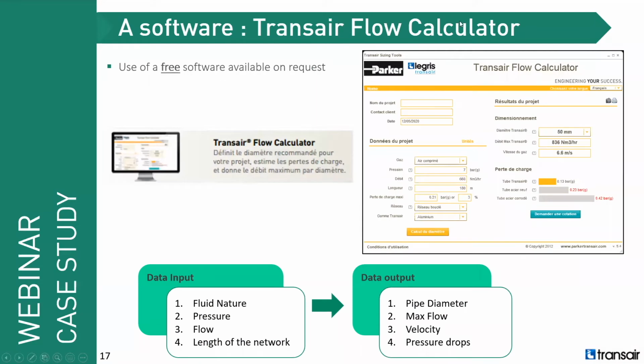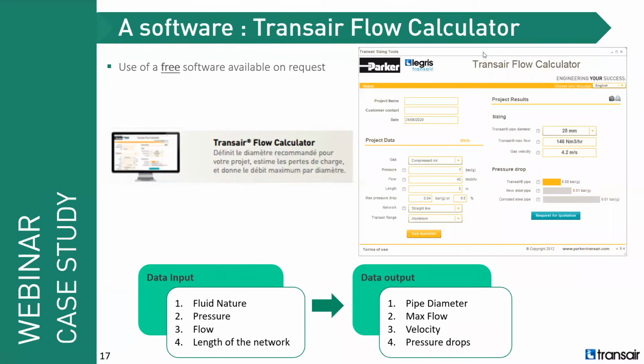In order to do this calculation regarding the flow rate, the length of the project and everything, we are using a tool that we call the Transair Flow Calculator, which is free software that is available on request. You come to us, you ask us to give you the software, and we'll give it to you. You can come by mail address, for example. You have a couple of input data to enter.